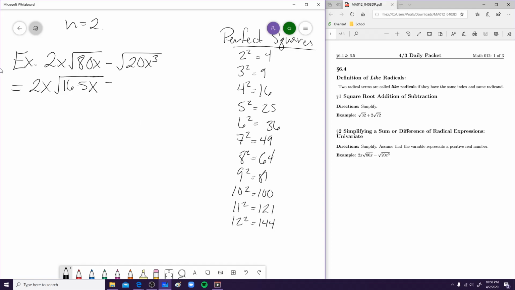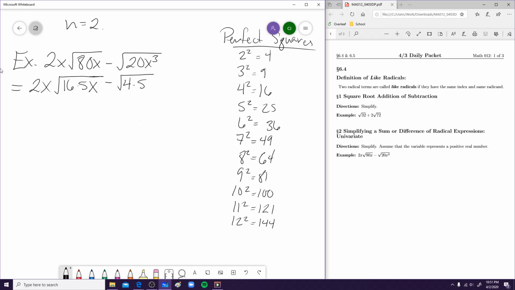Now let's look at 20x cubed. Same process. I'm going to look at the first perfect square that is smaller than 20, which is 16 in our case, but 20 divided by 16 doesn't go in there nicely. Then there's 9, which doesn't go in there nicely either, and then there's 4. So for us, 4 times 5 is equal to 20.